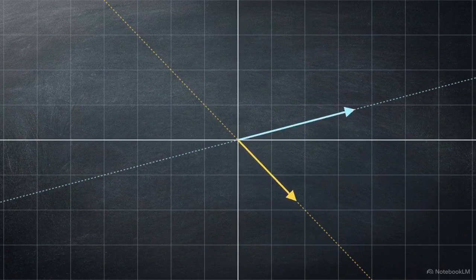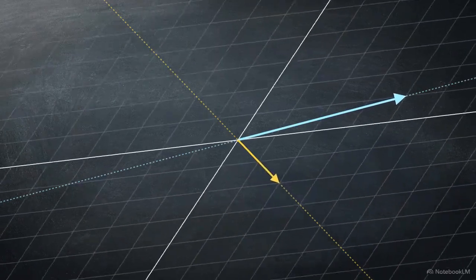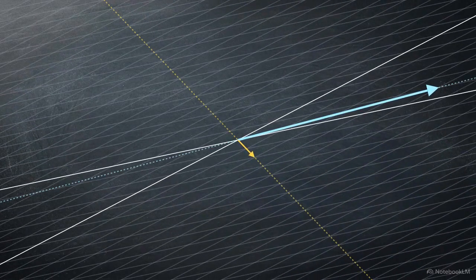We look for the invariant directions. Notice how, as this grid transforms, certain vectors are only scaled, never knocked off their original line. We call these special vectors eigenvectors, and the scaling factors applied to them are their eigenvalues.